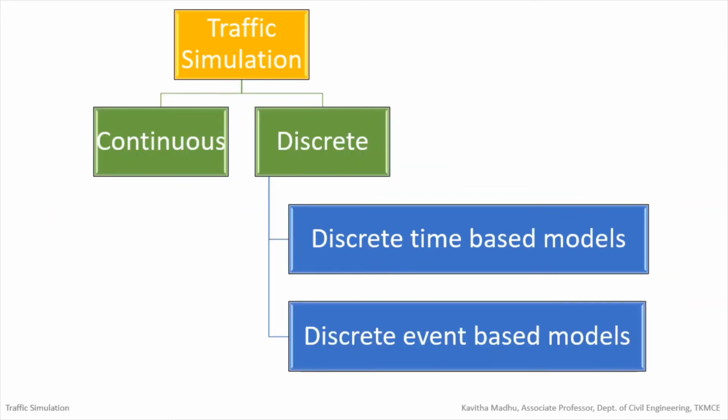There can be different criteria for classifying traffic simulation. Another criterion that is used is how we are monitoring it, that is, at what interval we are getting the result. Based on that, we can have continuous and discrete. Continuous means we are continuously tracking it, and we are continuously getting the data from the simulation model.